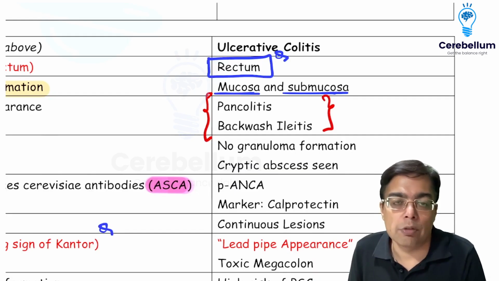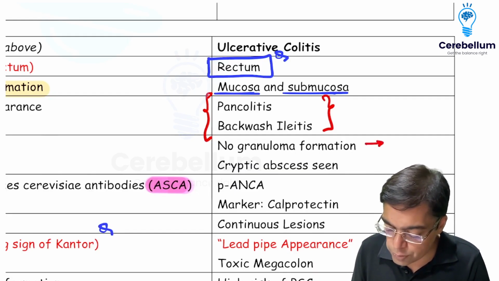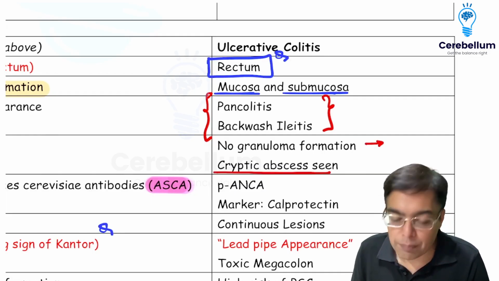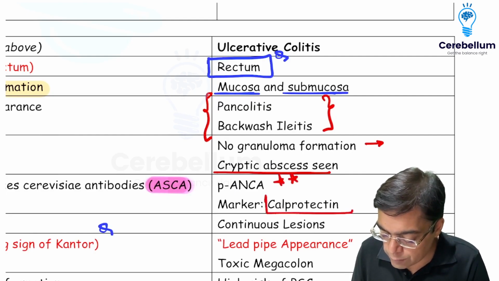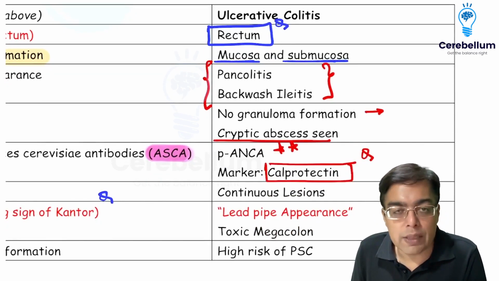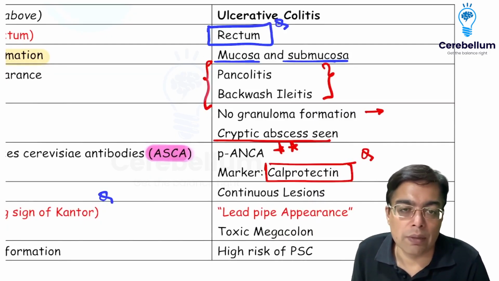It is in fact an example of a Th2 mediated response. Therefore, this condition is having no granuloma formation. It can be having the presence of cryptitis. The antibody that we have over here is given the name of p-ANCA, and one of the important markers suggestive of an active stage of inflammation happens to be calprotectin. In contrast to Crohn's disease, ulcerative colitis is an example of a continuous involvement of the gut.